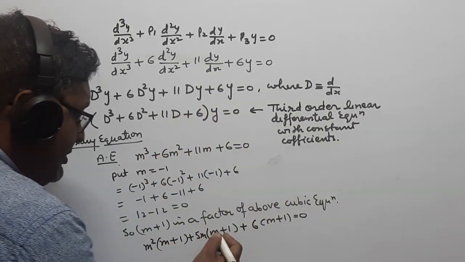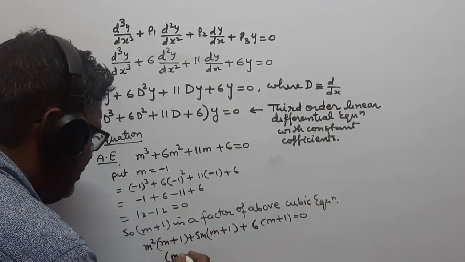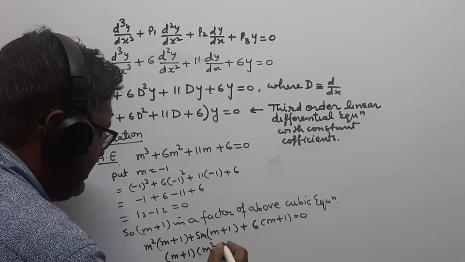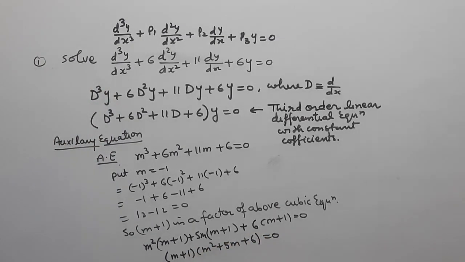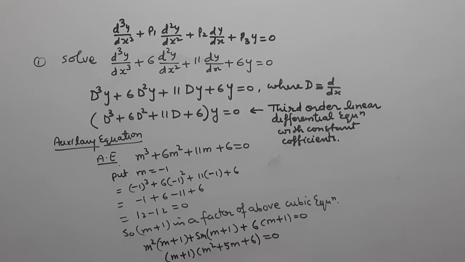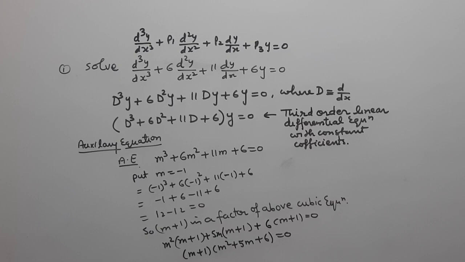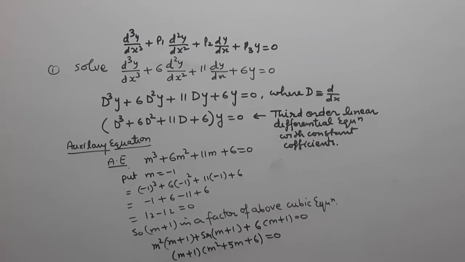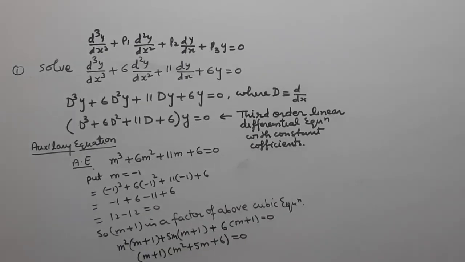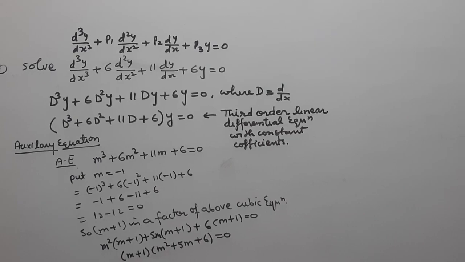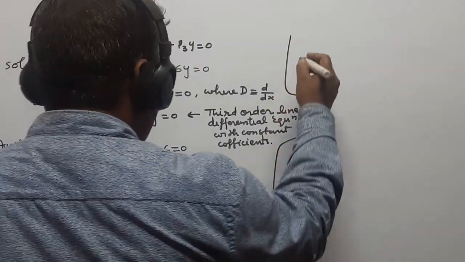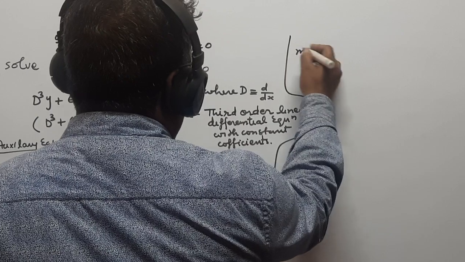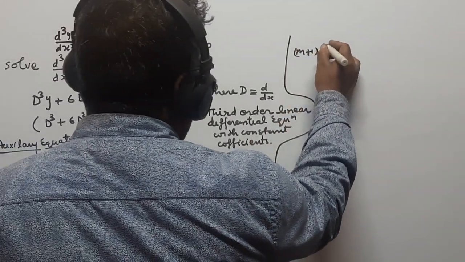Now taking common m plus 1 here, you can see this can be written as m square plus 5m plus 6 equal to 0. Now we factorize m square plus 5m plus 6 equal to 0.